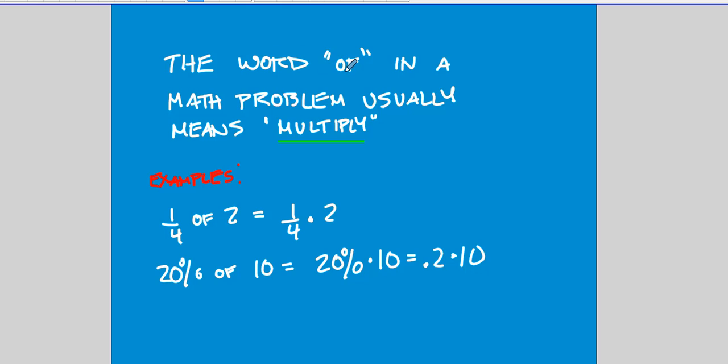So the word "of" in a math problem usually means multiply. So for example, 1/4 of 2 means 1/4 times 2. The dot here meaning multiplication. 20% of 10 means 20% times 10, and 20%, if you know, is 0.2 times 10. So "of" means multiply almost all the time.